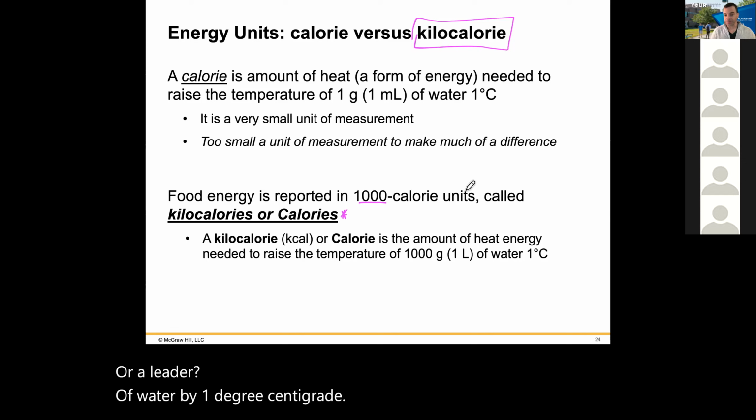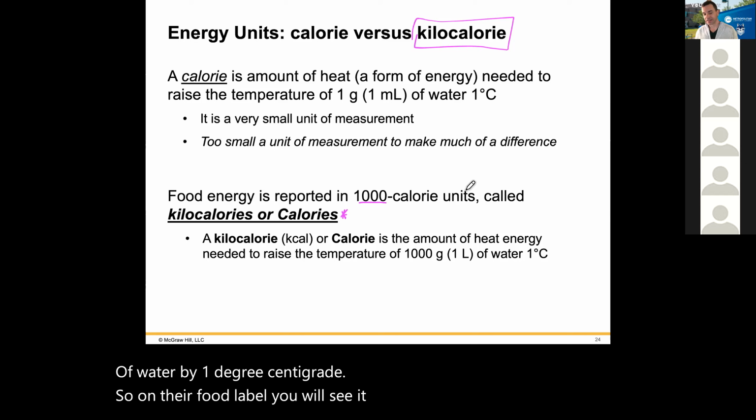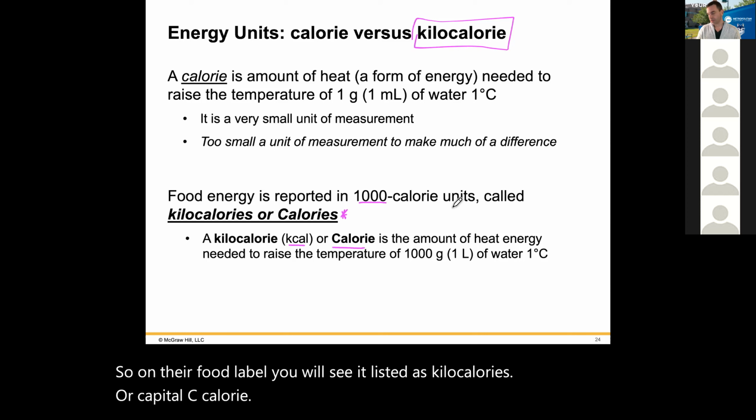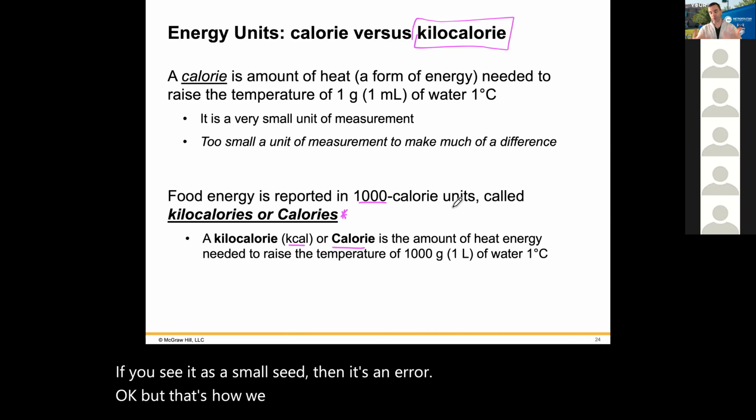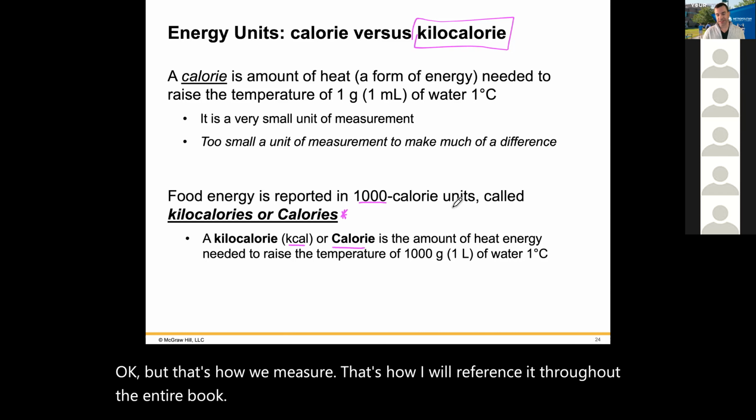So on your food label, you will see it listed as kilocalories or capital C calorie. If you see it as a small c, then you know it's an error. Okay? But that's how we measure it. That's how I will reference it throughout the entire book. Kilocalories or capital C calories.